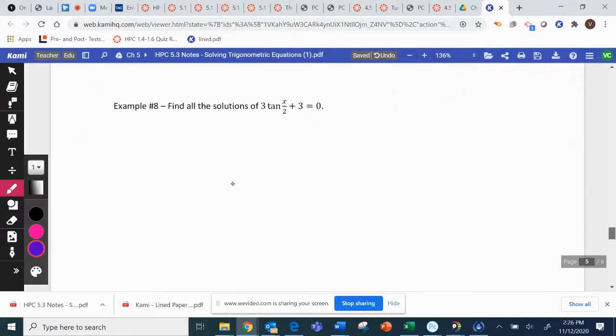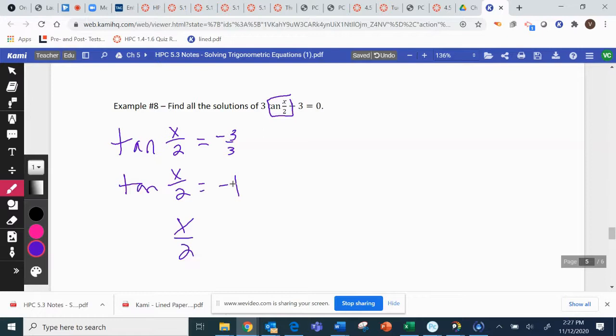All right, example 8 is very similar to example 7. We're going to find all the values, all the solutions of 3 tangent x over 2 plus 3 equals 0. So I'm going to get tangent x over 2 by itself first. So I'm going to subtract that 3, divide by 3. I get -1.